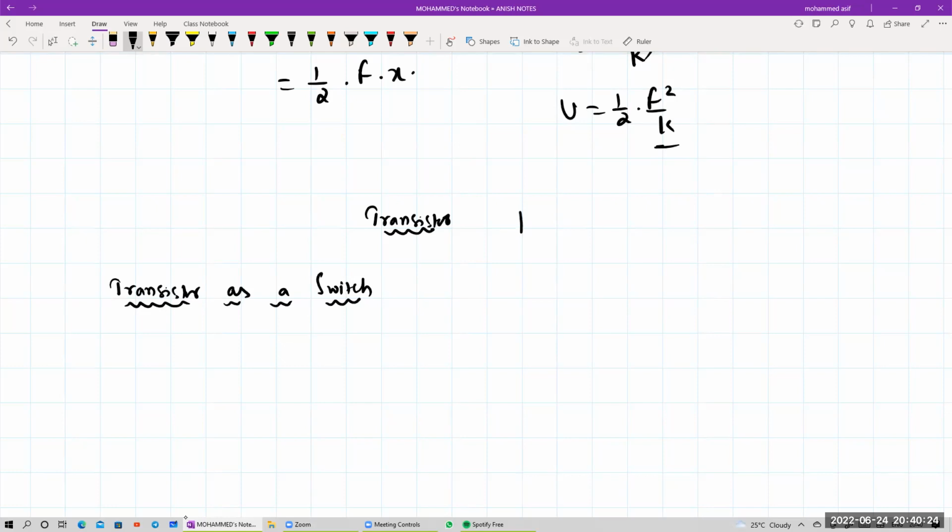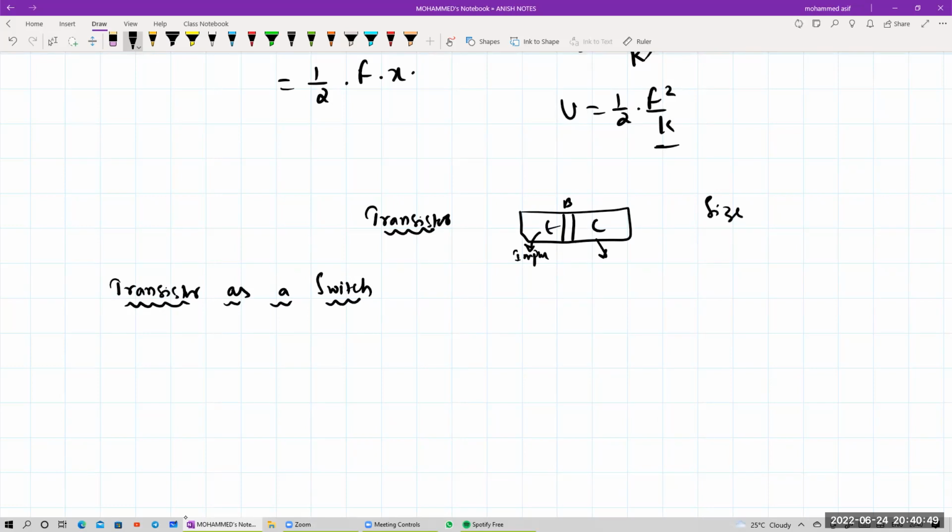A transistor is a 3-terminal device which has an emitter, in the middle a base, and this one is your collector. Emitter is highly doped with impurity. Impurity is very high. Collector is moderate, and base is very, very small. Collector is bigger in size than the emitter, then the base. Base is very, very thin.